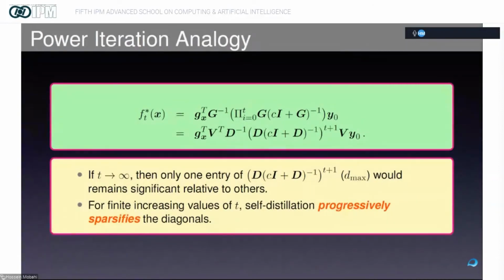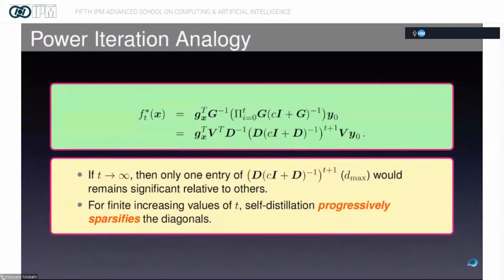So if I take t to infinity, then the only thing that matters will be the dominant value on this diagonal. Everything else I can ignore because they become extremely small compared to this single value. So what is happening here? We are actually making this diagonal matrix very sparse, right? Because, as I said, everything except the largest value will behave like nothing, like 0. So starting from some dense matrix D, after raising it to a large power t, it behaves like a sparse matrix where only the largest value has survived. But that's when t goes to infinity.